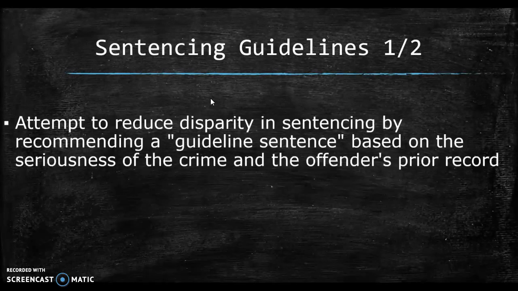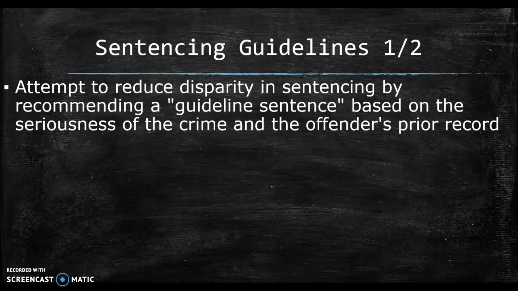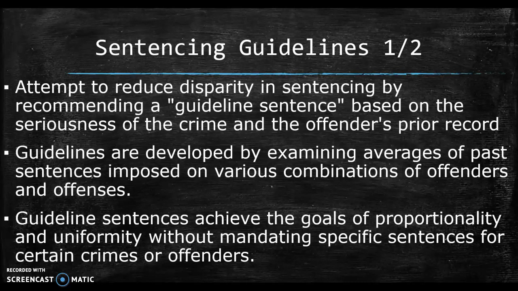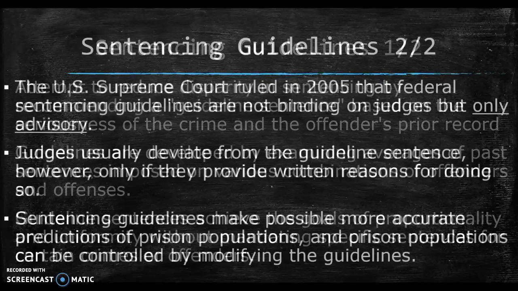Some of the other things here: sentencing guidelines that we started to get to reduce this, a guideline sentence based on the seriousness of the crime and prior records. It's almost like a chart. Guidelines are developed for what's the average for this type of crime, depending on what the offender's past was, what they've done, that sort of thing. Again, trying to get proportionality and uniformity without mandating specific sentences for certain crimes or offenders. The problem here is that there can still be a range, even when there are these guidelines. It's very rare that people always get the maximum. So it doesn't solve everything, but these are some of the issues. These kinds of things, sentence guidelines, would be more multiple choice type questions for the exam.